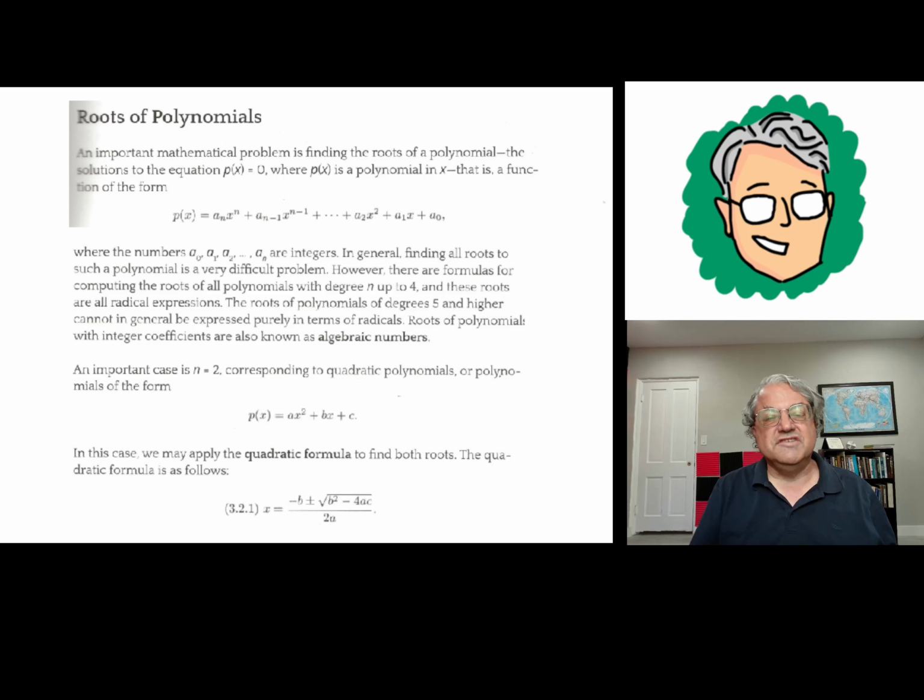And the quantity inside the square root, b squared minus 4ac, is a very important quantity. That's called the discriminant of the quadratic polynomial, and it tells you how many roots there are and whether the roots are real or imaginary. Just to refresh your memory, if the discriminant b squared minus 4ac is positive, that means you have two real roots to your polynomial.